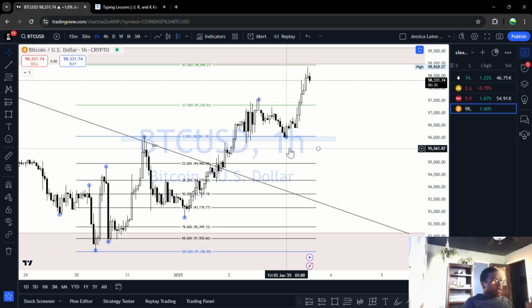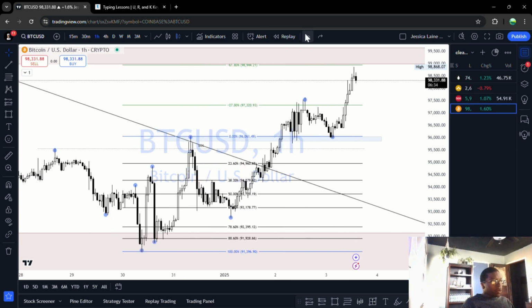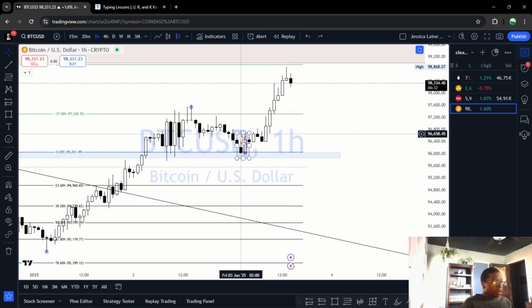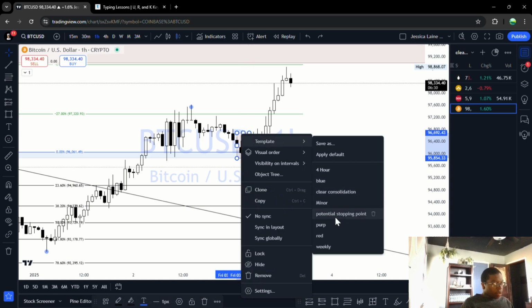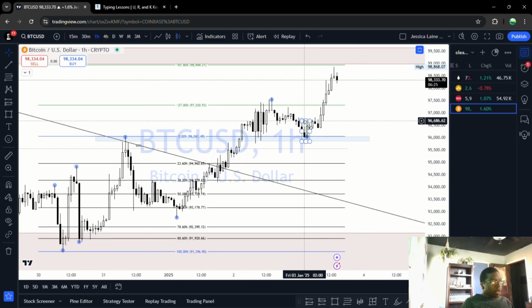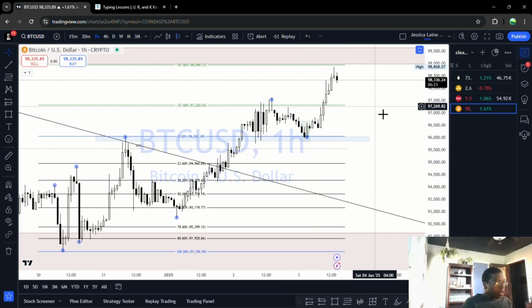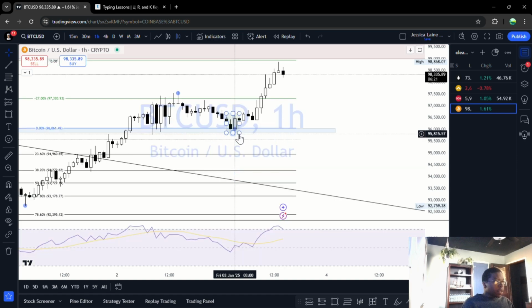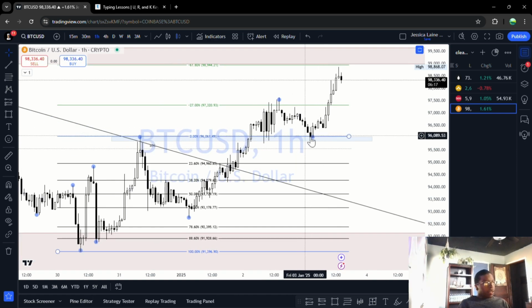So, for instance, let me put that back. This bullish candle here was a high probability candlestick or pattern, just because it's at this level of support here.